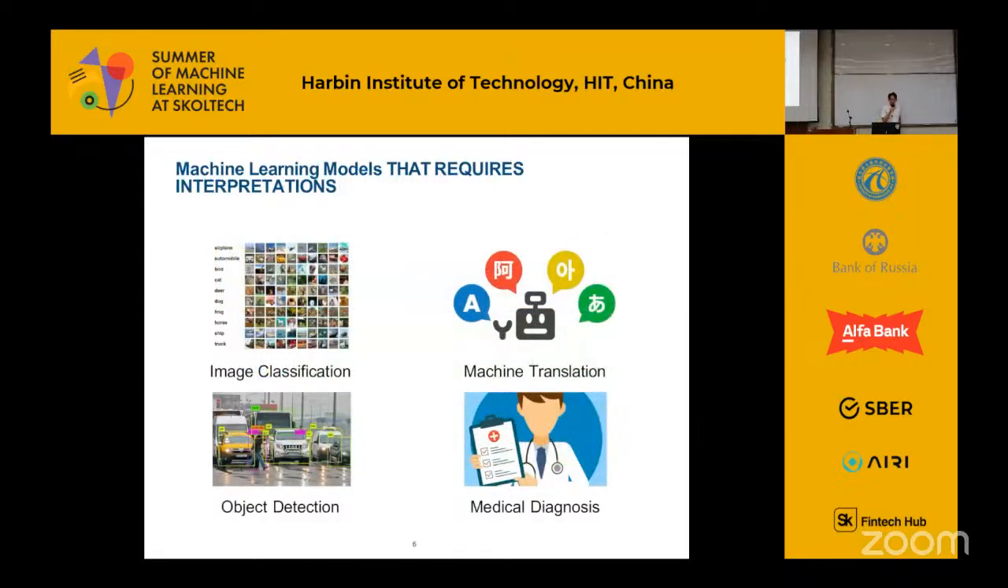Machine learning models require interpretations, especially when it comes to life-critical applications, such as object detection in the autonomous driving system, or the diagnosis system when we are trying to assist doctors or physicians doing medical diagnosis. We do need the interpretation because we have to know how the model makes its decision instead of treating it as a black box model. Because if it is just a black box model, we cannot really find the vulnerability of the model beforehand. So we need the interpretation.